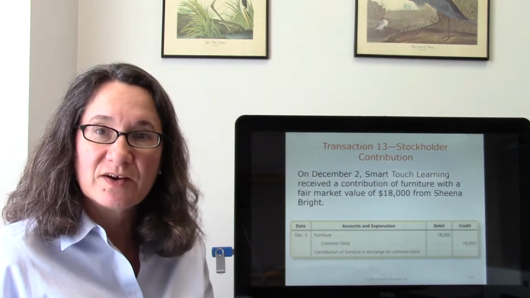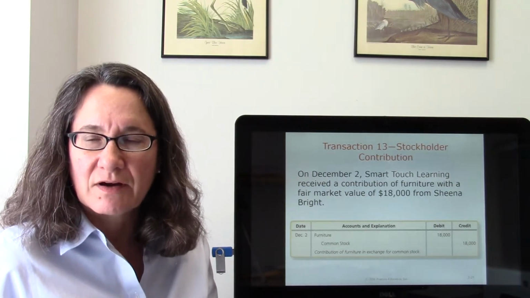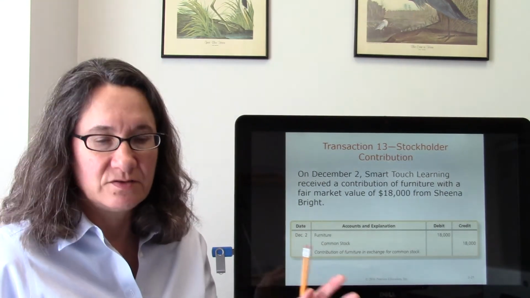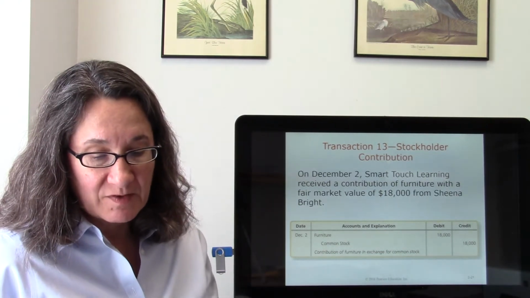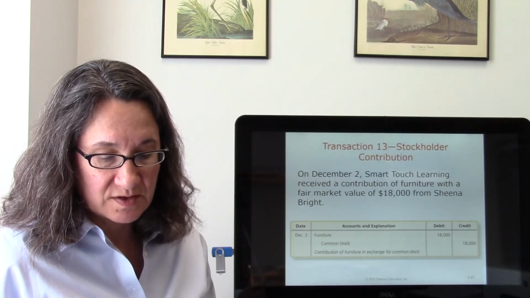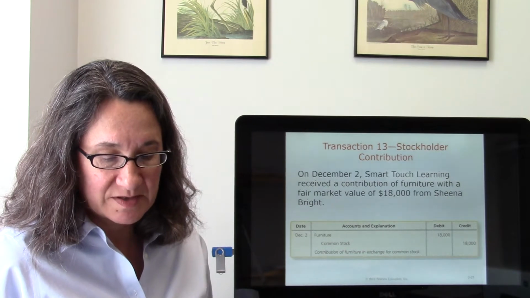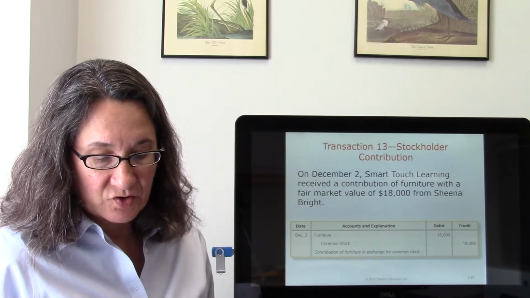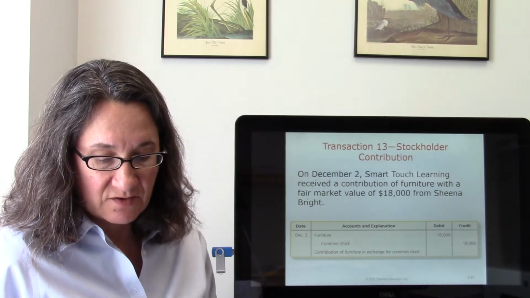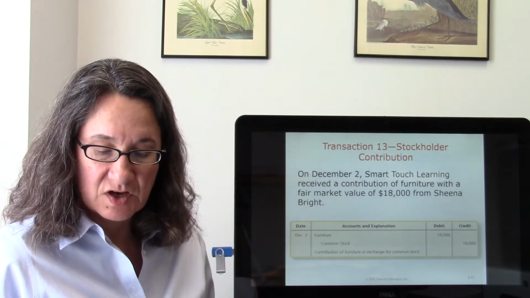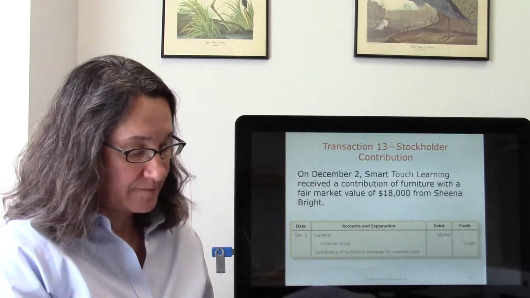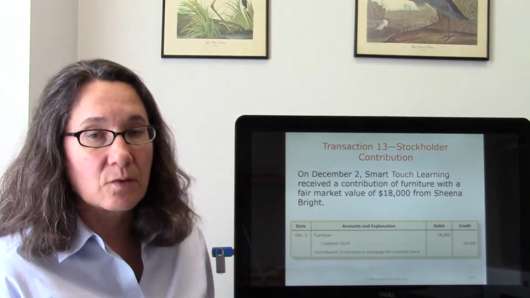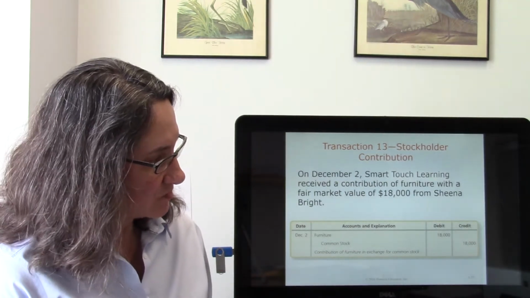All right, so we know we've increased the asset furniture, right? Furniture is something that's going to have future value. You can touch it. It's definitely an asset. And we've also increased common stock. So the two accounts involved are furniture and common stock. Sheena Bright contributed furniture, so the asset account furniture is increased with a debit. In return, Sheena receives common stock, so the common stock account is increased with a credit, and it increases equity. So our accounting equation remains balanced.